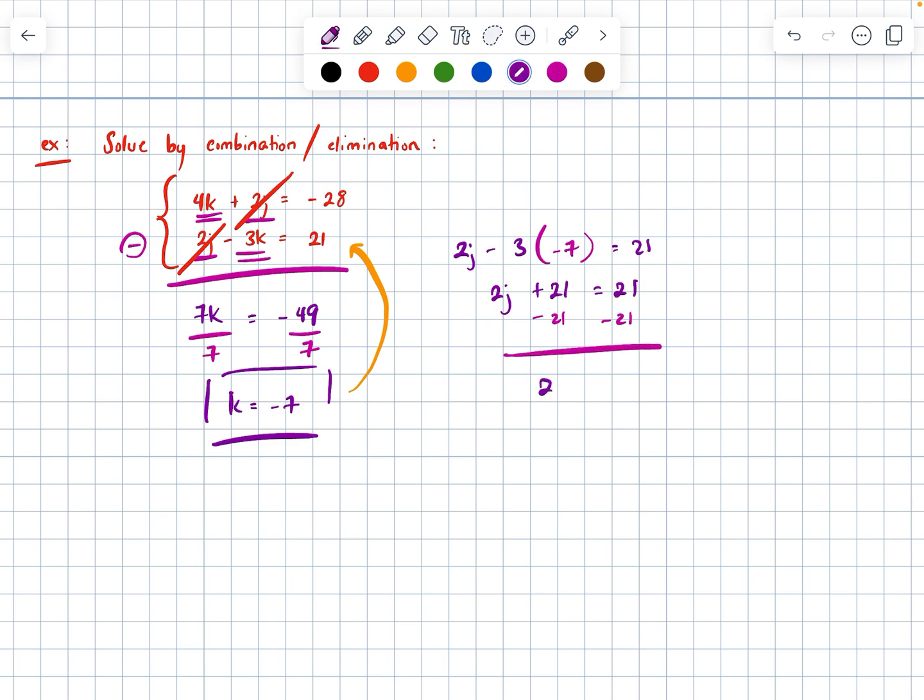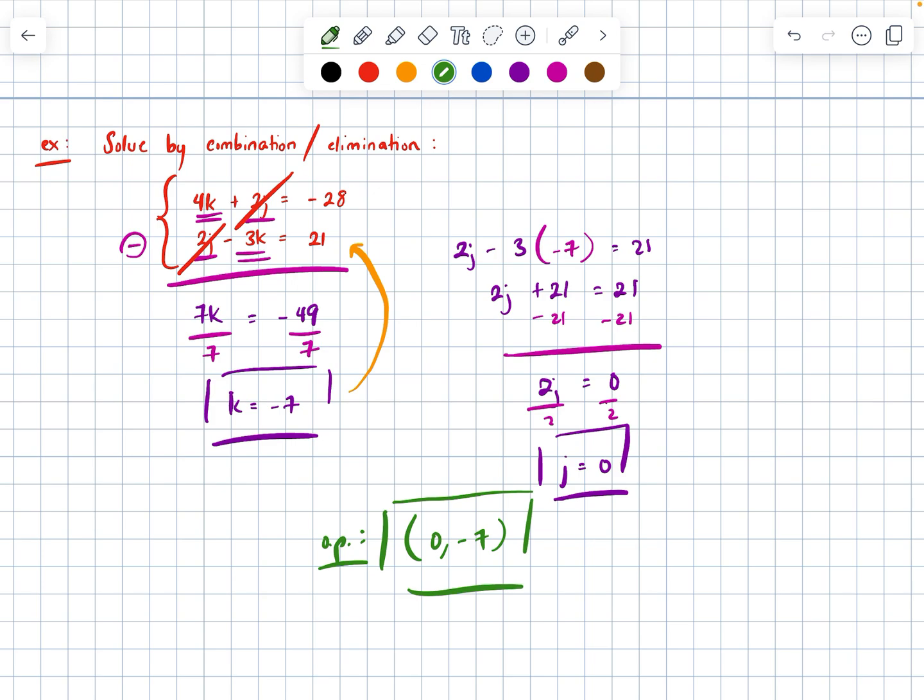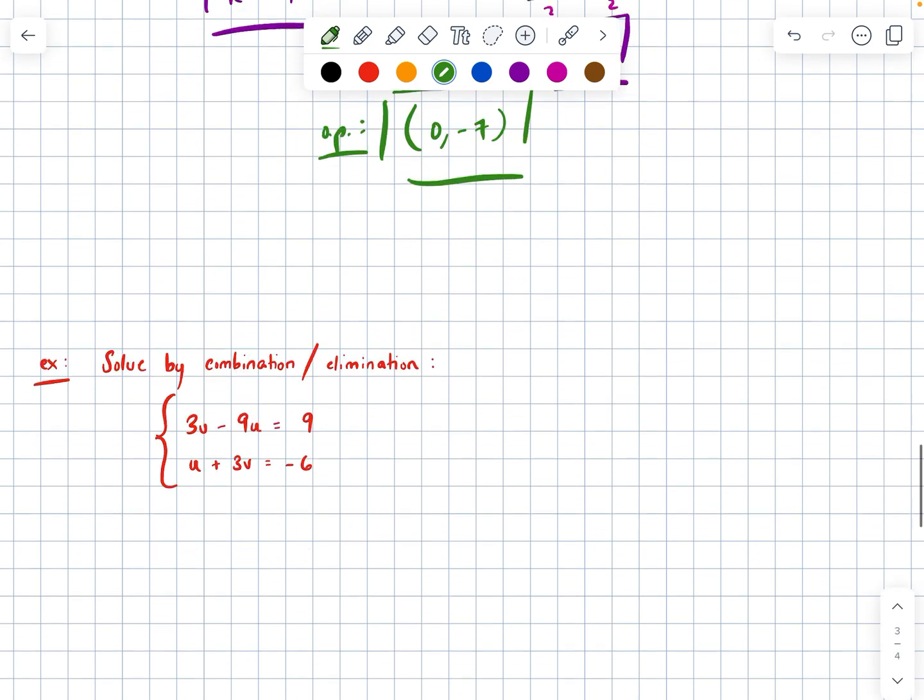To get j by itself, I'm going to start by subtracting 21 from both sides, which shows me that 2j is equal to 0. Dividing both sides by 2 tells me that j is equal to 0. K is negative 7, j is 0. As an ordered pair, how would I write this? Well, j comes before k in the alphabet. Just kidding. So 0, comma, negative 7 is our ordered pair.